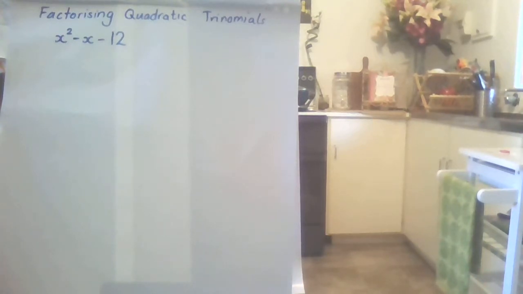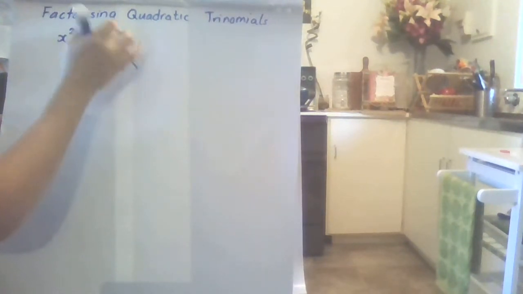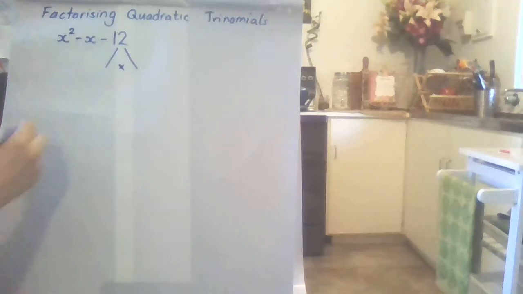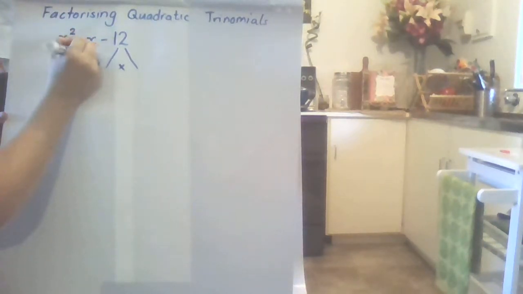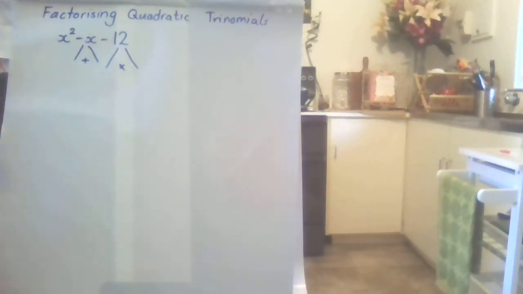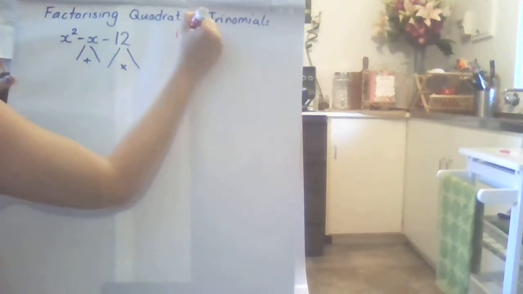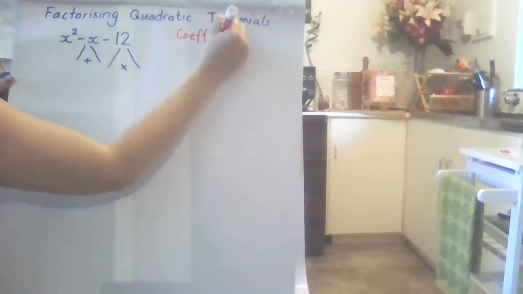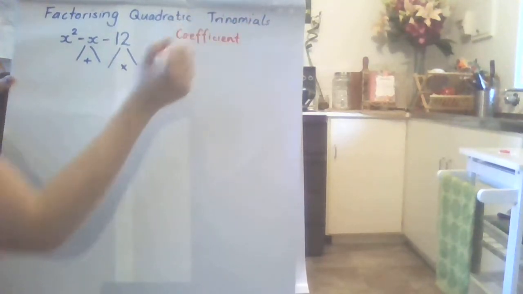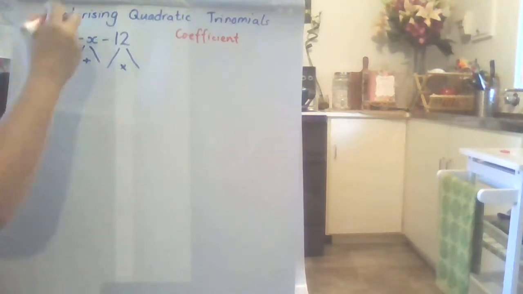Now basically, some people do the FOIL approach. I've got my own approach. What I do is I look for two numbers that multiply to give me this term 12, and I look for two numbers that add to give me the coefficient to this term. Now the coefficient, just remember, is the number in front of the x or y term, whatever term you're looking at. So here it's a 1.